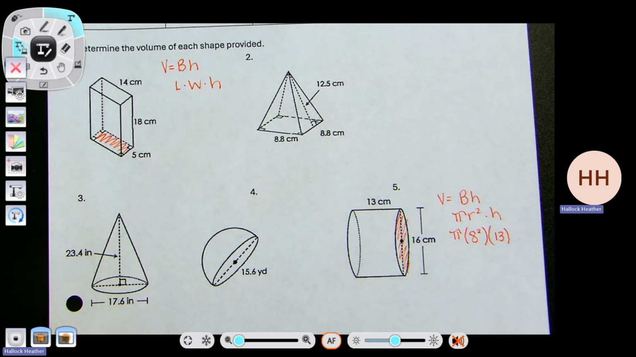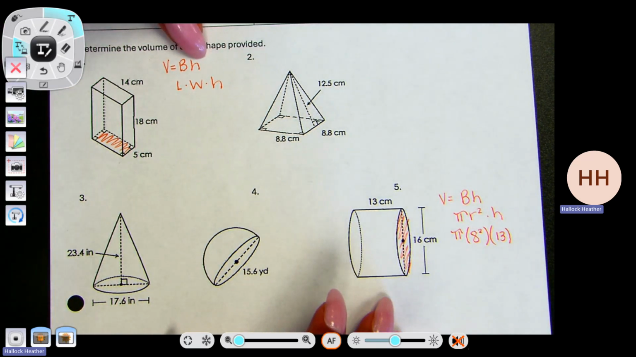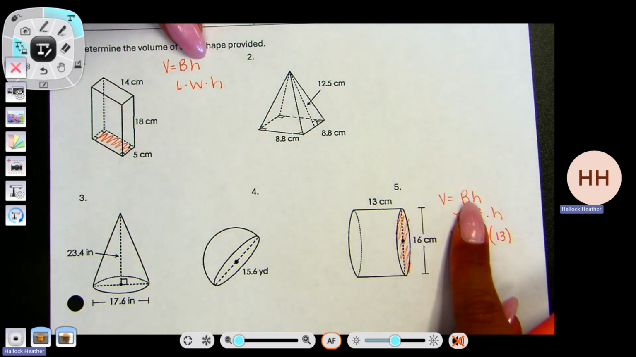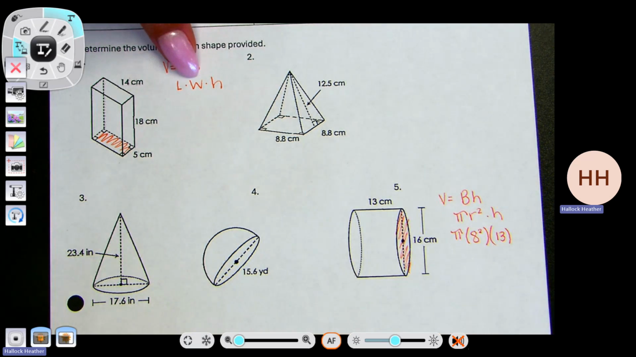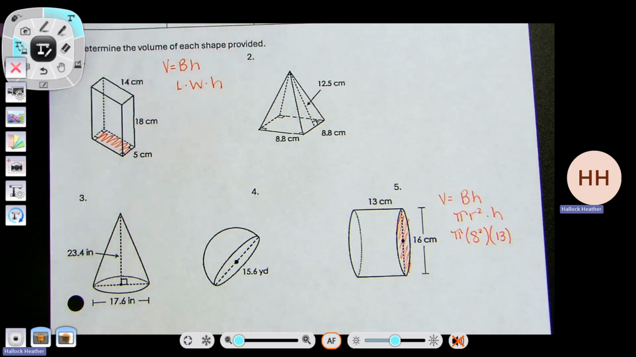Okay, so for number 1, it's big BH. This one's also big BH. They have different bases. This one's length times width times height. So when you multiply 5 times 18 times 14, what do you end up getting?